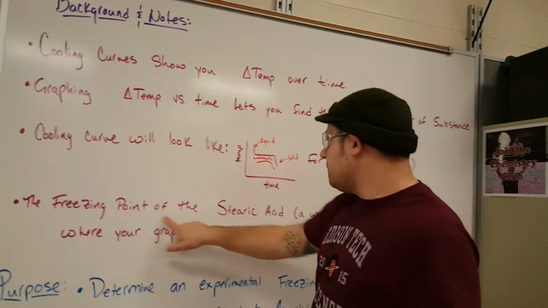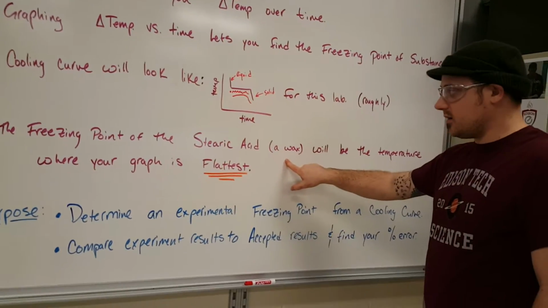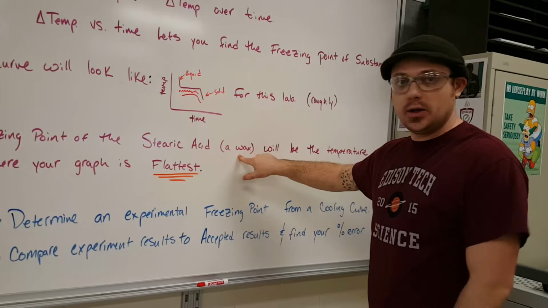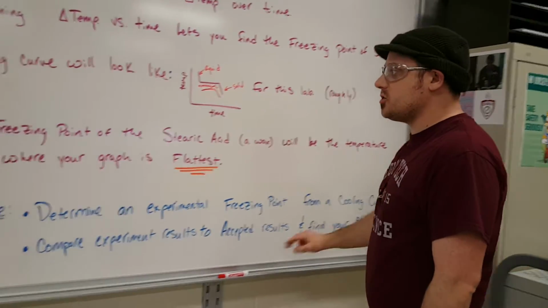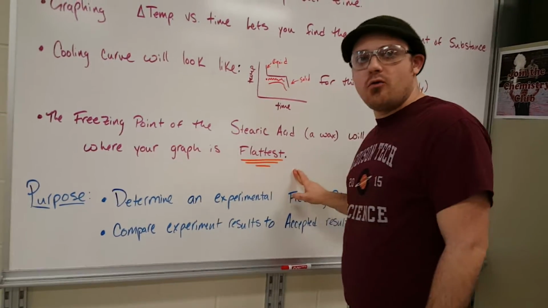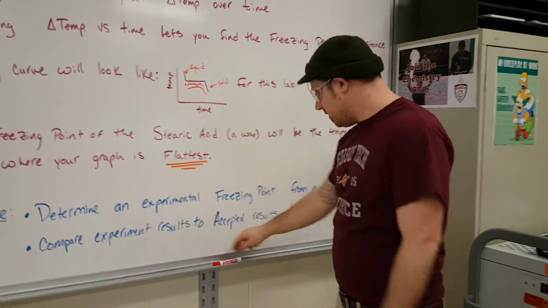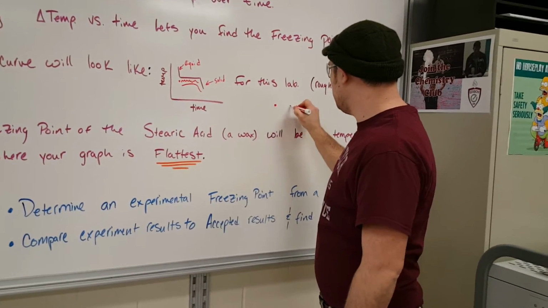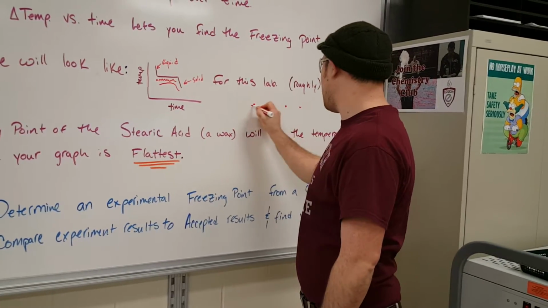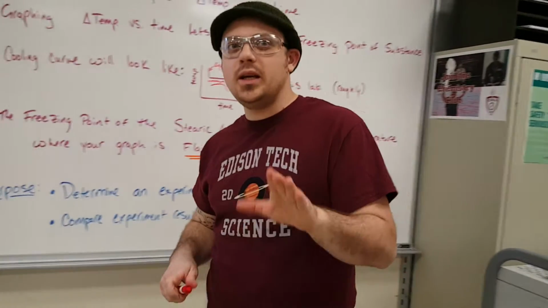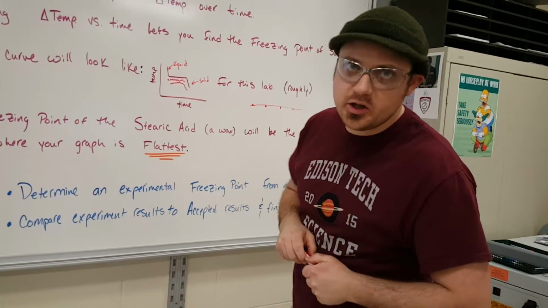The freezing point of the stearic acid, which is a wax, I know it says acid, but it's a different type of acid. It's an organic acid. We'll get there later in the year. It will be the temperature where your graph is the flattest. We're looking for 2, 3, 4 data points in a row wherever it flattens out. When you're plotting, look at that: these 4 data points look pretty flat. Somewhere in there is probably the technical freezing point of the substance.